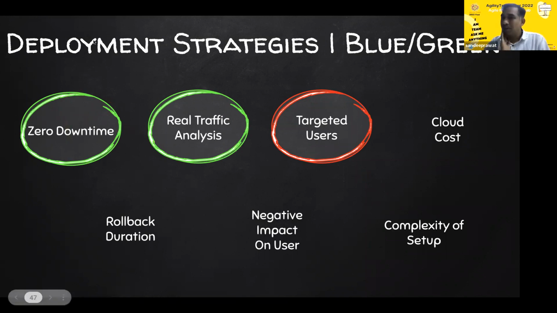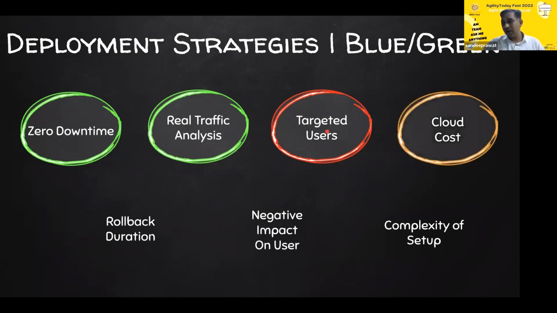Cost would be higher. So the rolling has higher cost as compared to recreate. Obviously, blue-green would be having higher cost because now we have an exact replica of production, right? So blue-green would be having higher than. Yes, blue-green would be having higher cost, right?